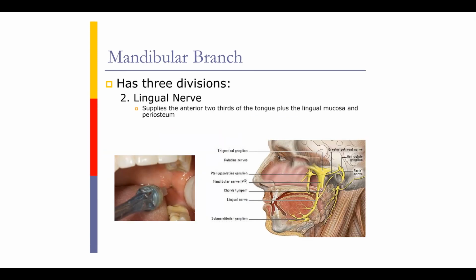The lingual nerve is the second division of the mandibular branch, and that lingual nerve obviously goes where? Well, lingual would be the correct answer. Easy breezy. So here's your lingual nerve. Okay, and it's coming down here, and it provides sensation to the anterior 2/3 of the tongue and the lingual mucosa and periosteum.